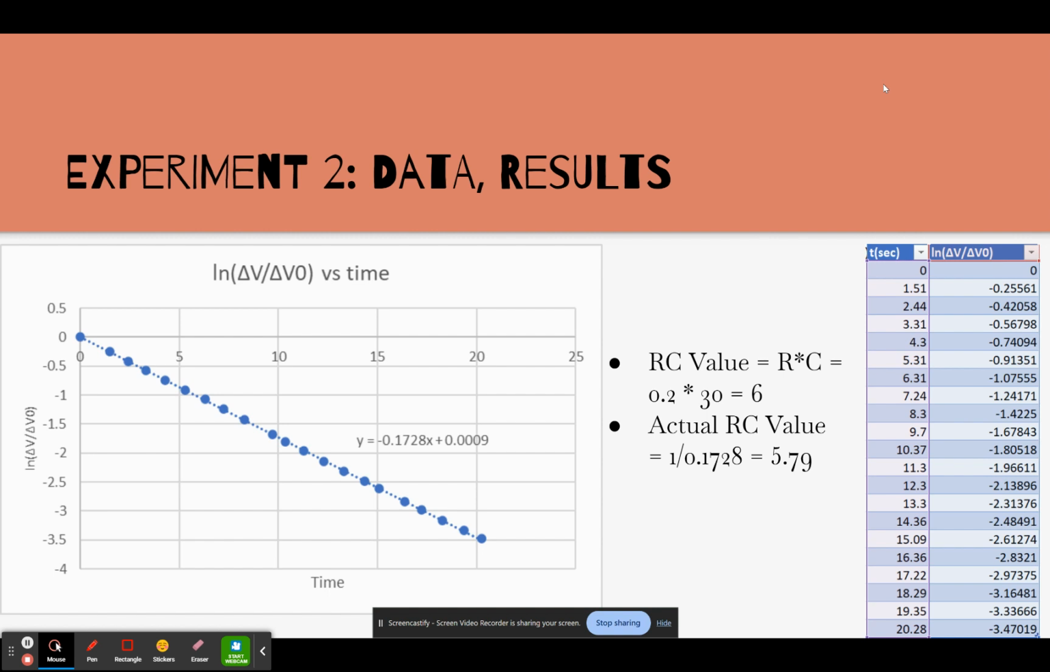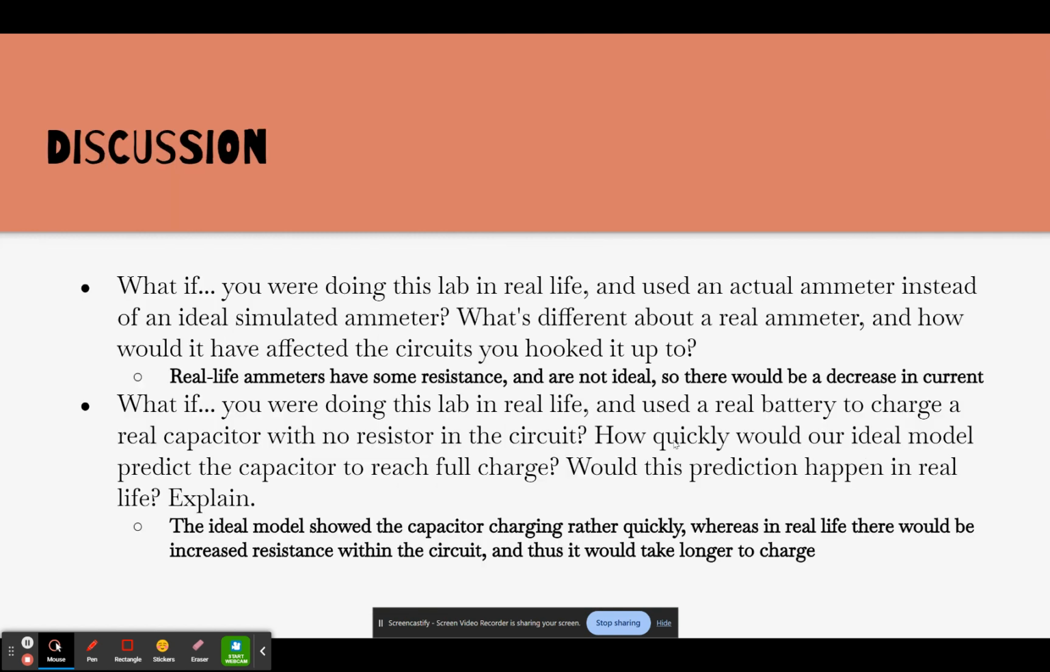And this is the graph that we made, which we mentioned previously, which was the logarithmic graph of change in V over change in V initial versus time. And on the right, we can see the values that we took for time from 0 to 20 seconds and how that changed. And you could see that the RC value, which is resistance times capacitance of the circuit, was equal to 6. And then the actual resistor capacitance value we found by taking the negative reciprocal of the slope of this graph, which is 5.79, so the results were fairly close to the predicted value.